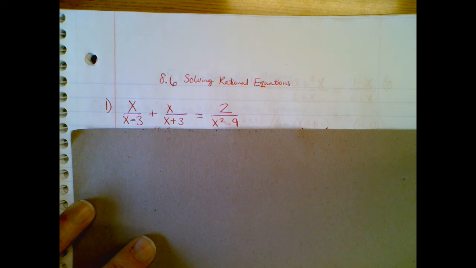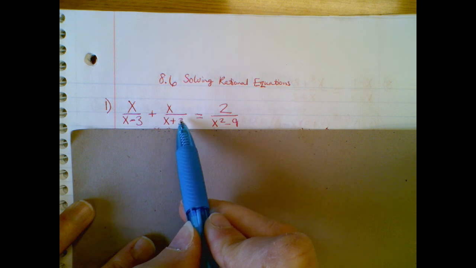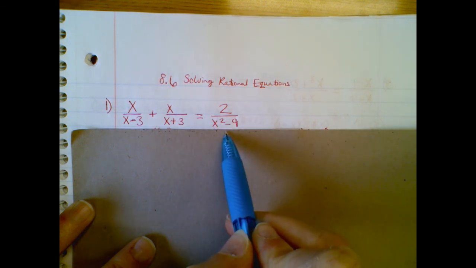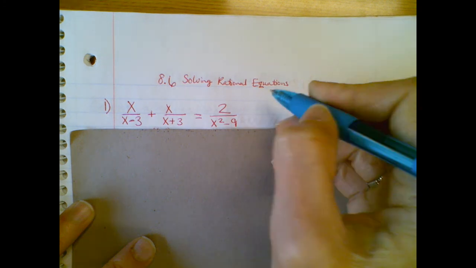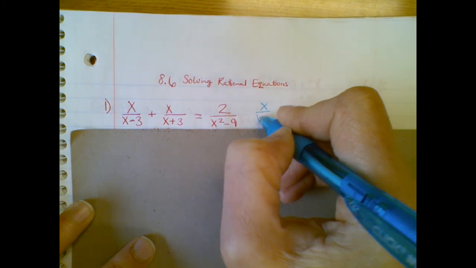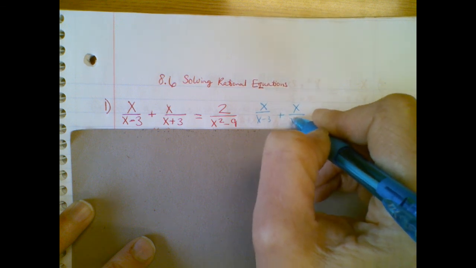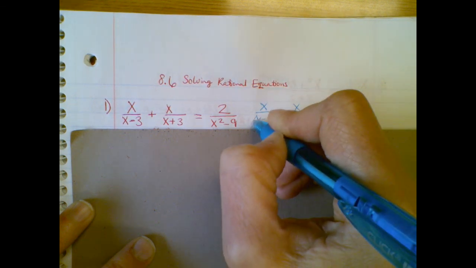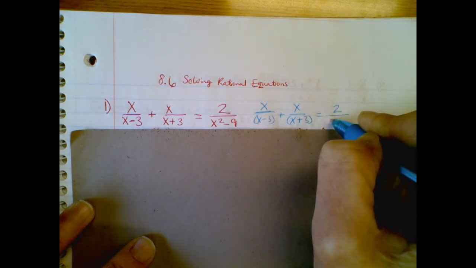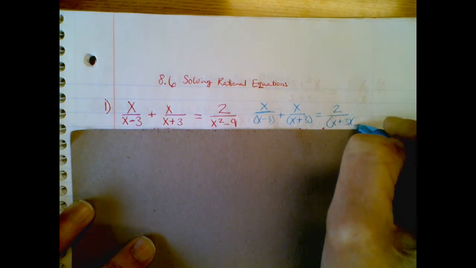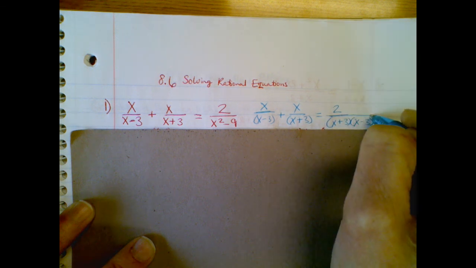So for this first example, we have x divided by x minus 3 plus x divided by x plus 3 equals 2 divided by x squared minus 9. Now, just like the last two sections, the first step needs to be to go through and factor everything that you can factor. So neither of these factor, but down here, this x squared minus 9 does factor, so we want to go ahead and factor it. So we're going to just leave the first two alone. And then we want to go ahead and factor this. It's the difference between two perfect squares, so we get x plus 3 and x minus 3.